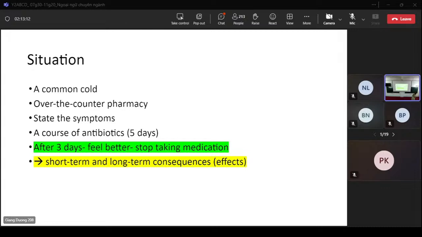So, what if I use antibiotic and I stop in between? Short-term and long-term consequences or effects of this? Think. I may stop taking painkiller if I feel better, but for antibiotics, that's another story. So, some of the short-term and long-term consequences, I may suffer. Now, volunteer.